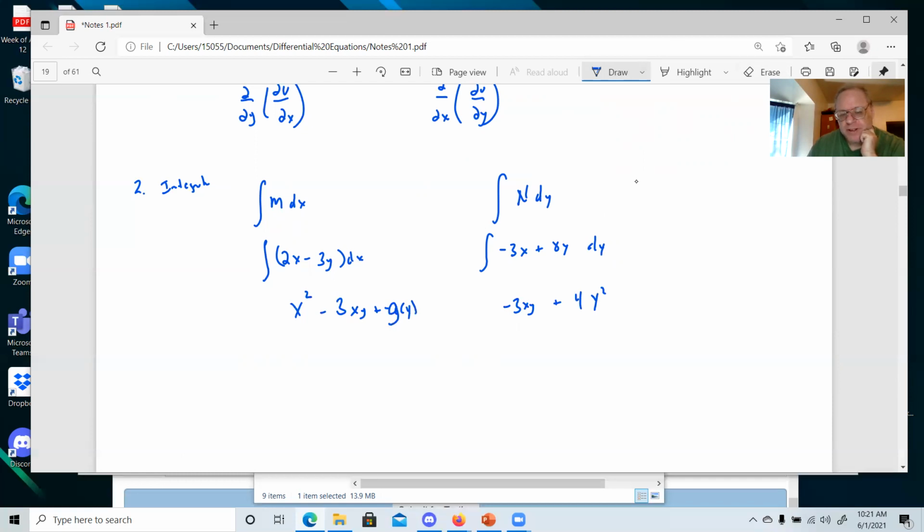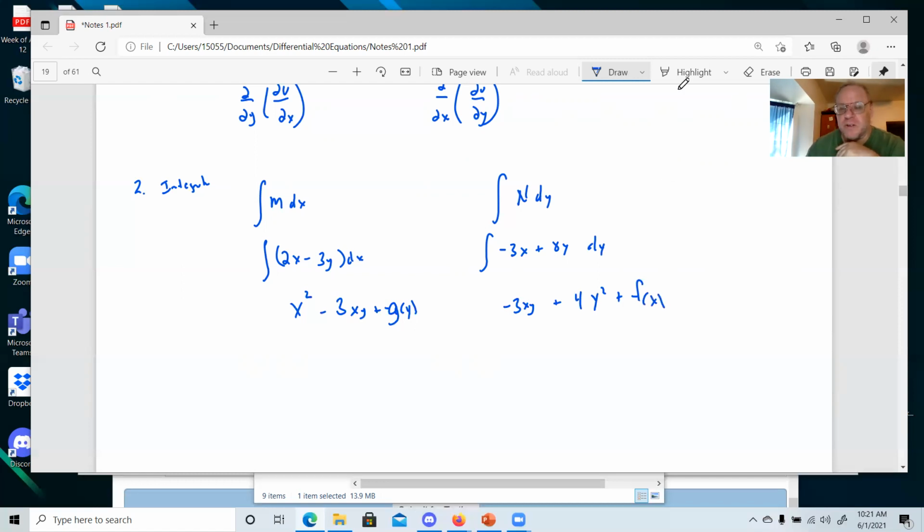If I took this function and differentiated it with respect to x, the partial derivative with respect to x, this y term is 0. So when we integrate with respect to x, we have to account for the fact that there might be some function of y that was here that was lost when we took the derivative, because it was considered constant and washed away. Same thing with this one. We have some f of x.